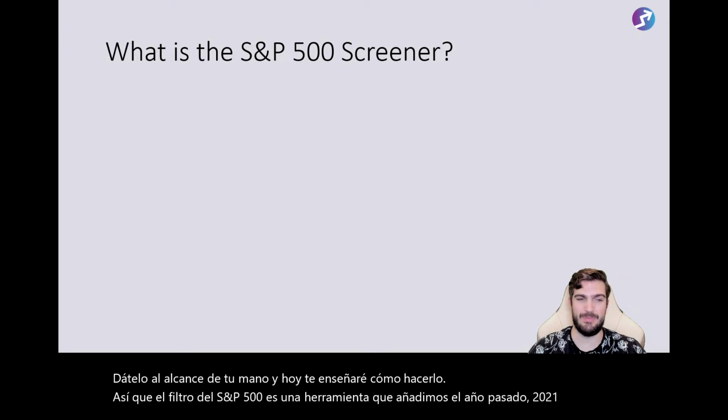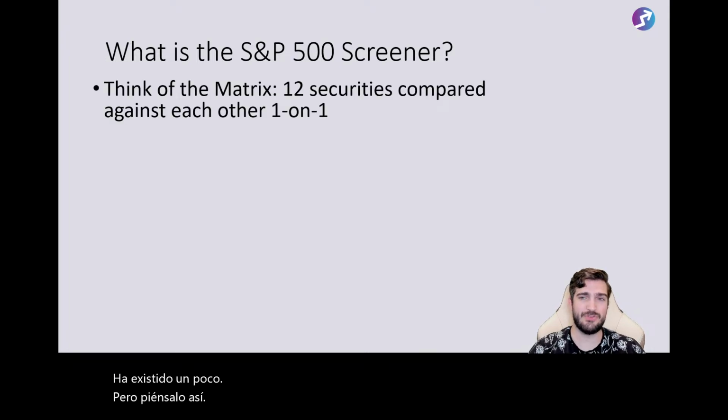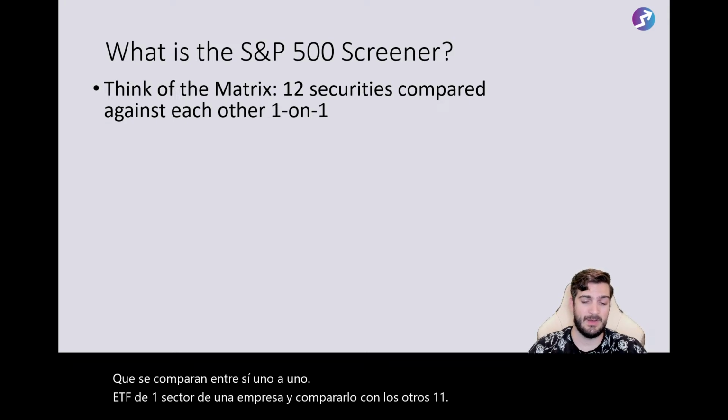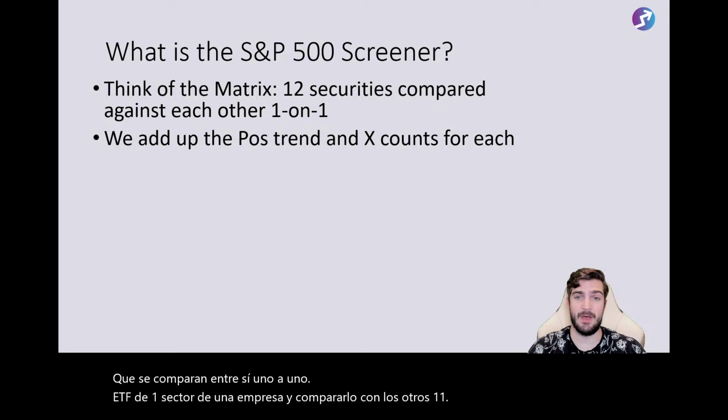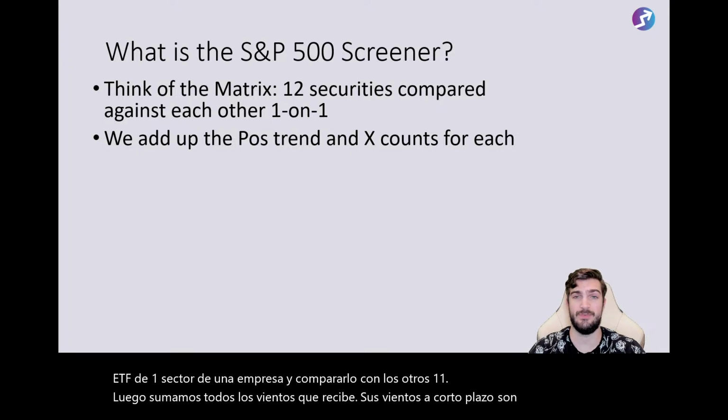It's been around a little bit. But think about it like this. The matrix is 12 different companies, ETFs, that are compared against each other one-on-one. So we take one company, one sector ETF, and compare it against all of the other 11. Then we add up all of the wins that it gets. Its short-term wins are X counts, its long-term wins are positive trend.